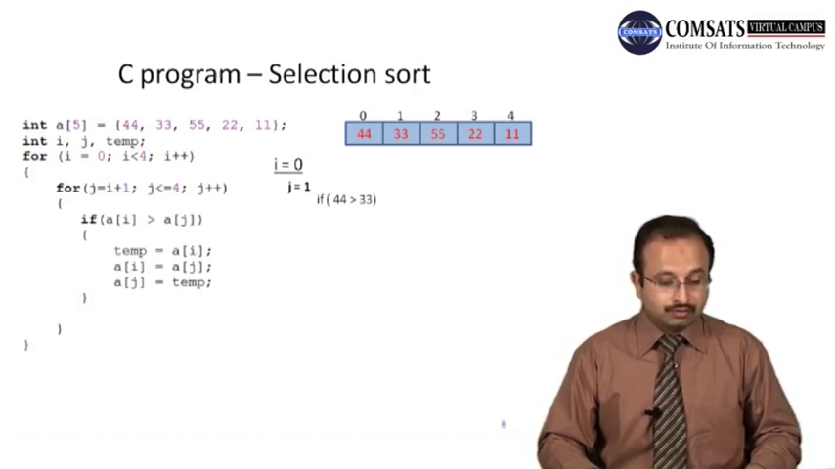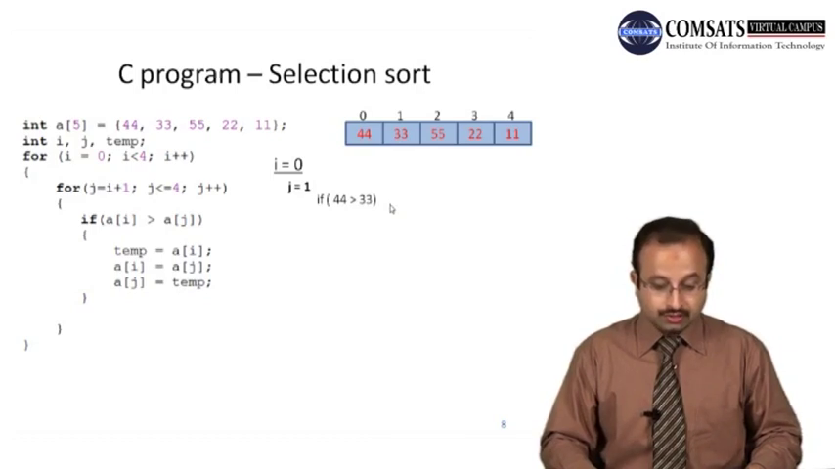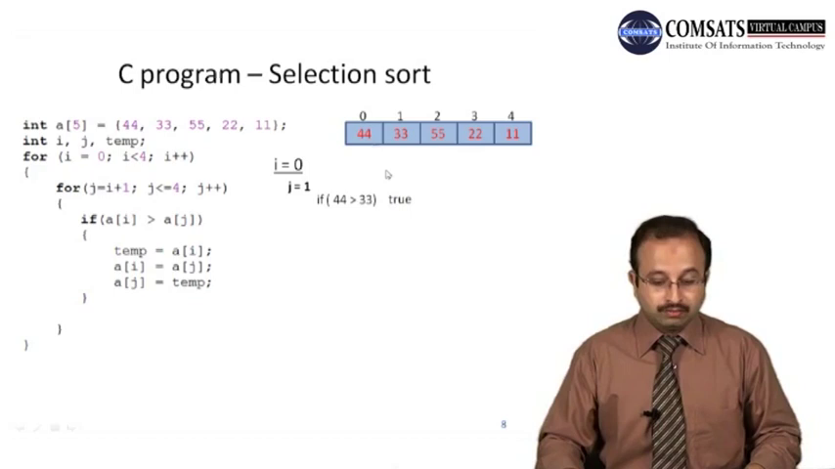So this condition is true, then you come to the if statement, and in the if statement you are comparing if a of i, that is a of 0, is greater than a of 1. So a of 0 is 44 and a of 1 is 33. So I have directly written over here 44 is greater than 33, this comparison will be performed. The condition is true. Now you have to swap, you have to interchange the value of the 0th index element and the 1st index element. And how do you do this?